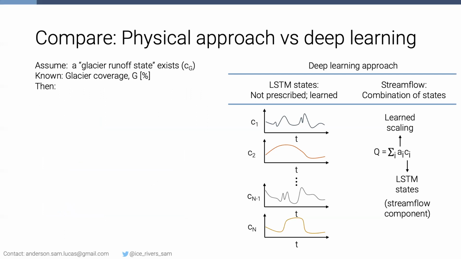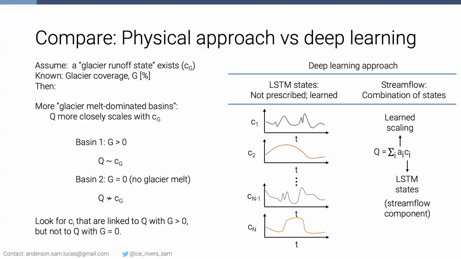Next, we assume that there is such a thing as a glacier runoff state, CG. Since we know basin glacier coverage, we can say that in basins that are more dominated by glacier melt, streamflow should more closely scale with CG. There should be a stronger glacier melt component in highly glaciated basins. In other words, basins with greater glacier coverage should have streamflow that is more closely linked to this glacier runoff state. What we do then is find the states that are simultaneously very important to glaciated basins and not very important to non-glaciated basins. I'll now show the results of this process.